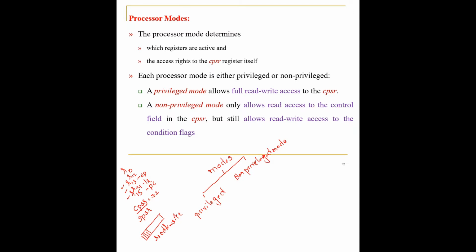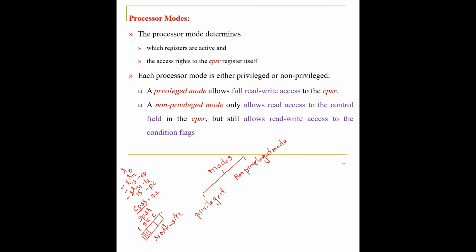Coming to the non-privileged mode, it is a mode which will allow only the read access to the control field of the CPSR. So as you know, there are four fields: one is the flag field, one is the status field, one is the extension field, and the other one is the control field. So the privileged mode is a mode which will let you read and write the contents of the control field. You can change the contents of this field as per your requirement.